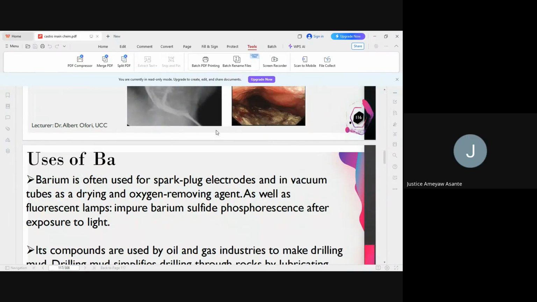How do you use it? Barium is often used for spark plug electrodes and in vacuum tubes as a drying and oxygen removing agent, as well as in fluorescent lamps; impure barium sulfide fluoresces after exposure to light. So some of the fluorescent tubes, we have them there.